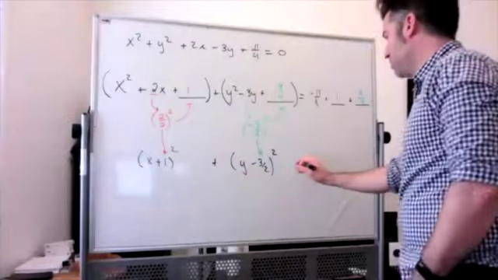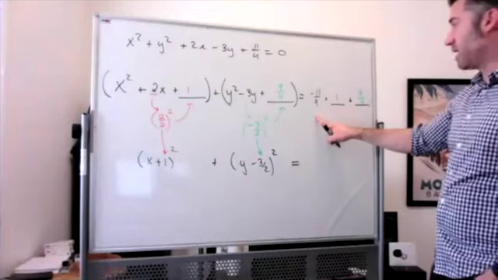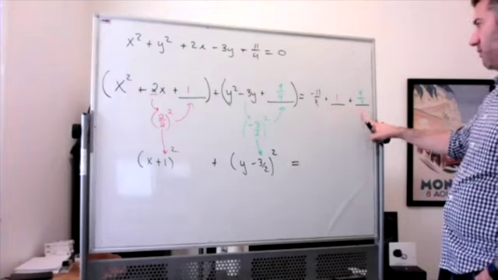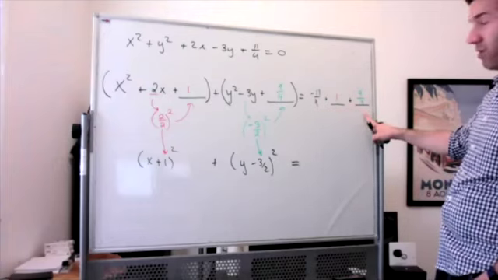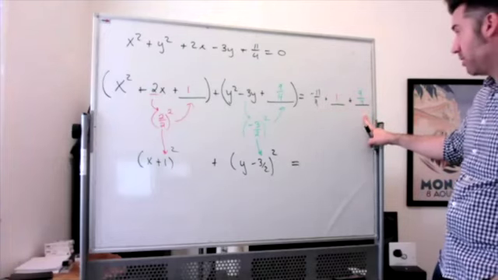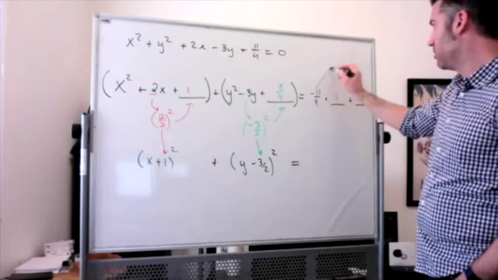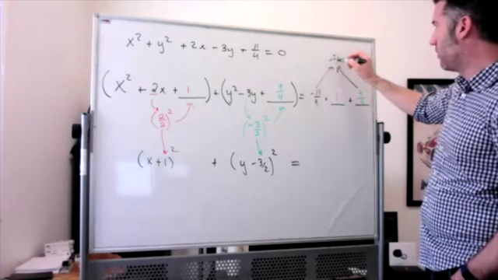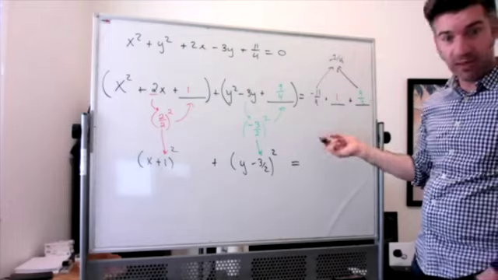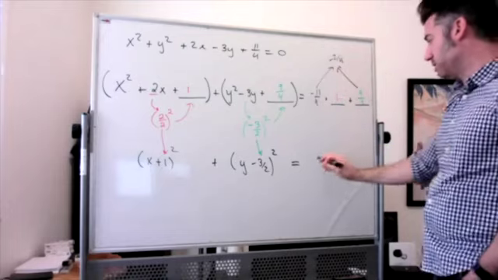And that's going to equal -11/4 plus 1 plus 9/4. So let's see, -11/4 plus 9/4 is -2/4. So this is going to be -2/4, which is -1/2. And -1/2 plus 1 is +1/2.